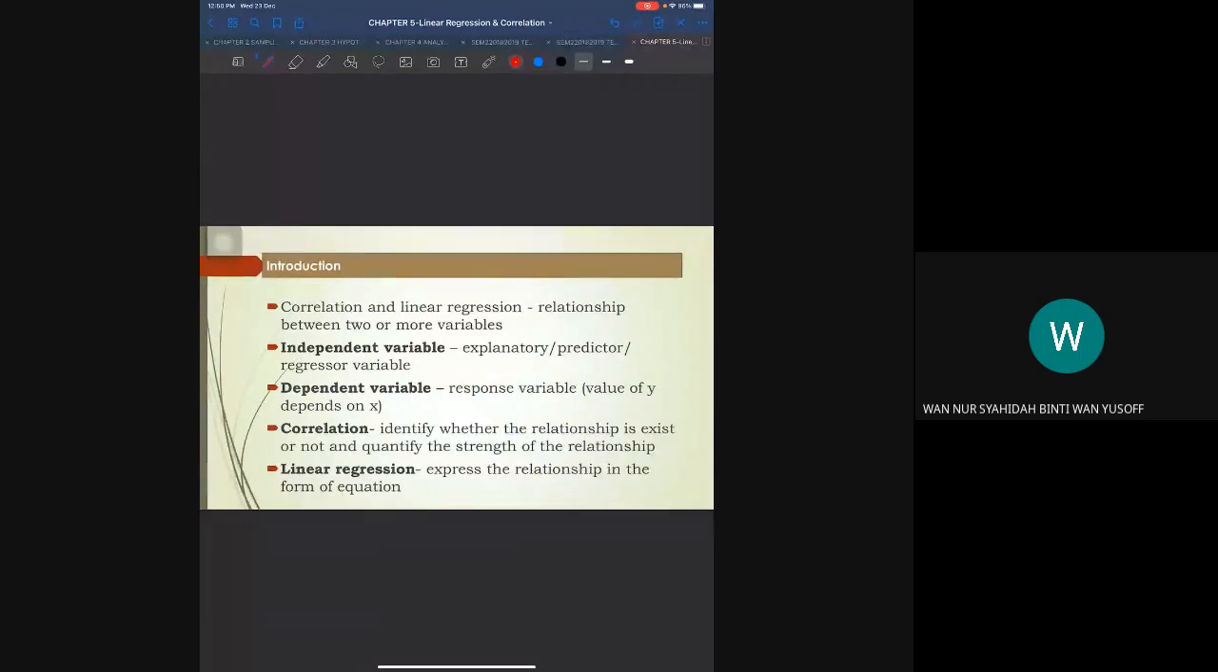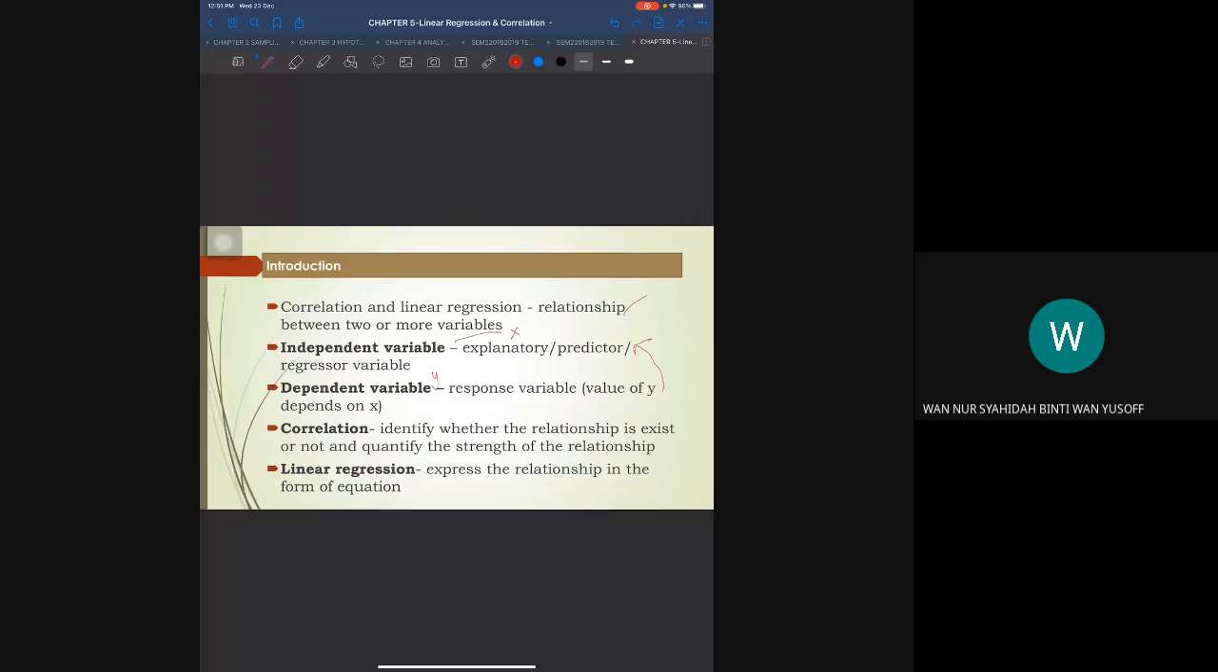So, introduction about the correlation. Correlation and linear regression: the relationship between two or more variables. You have the independent variable, which we also call a predictor or regressor. The notation that we use for the independent variable, as I mentioned, is X. And then we have the dependent variable, or response variable. The notation that we use is Y. So that means Y depends on X. There is no rule to determine which one is a Y and which one is an X.